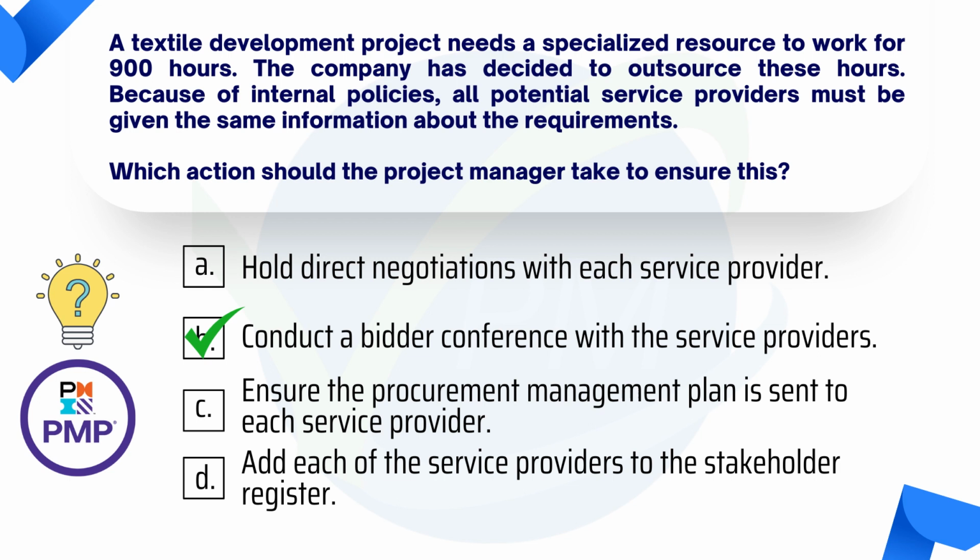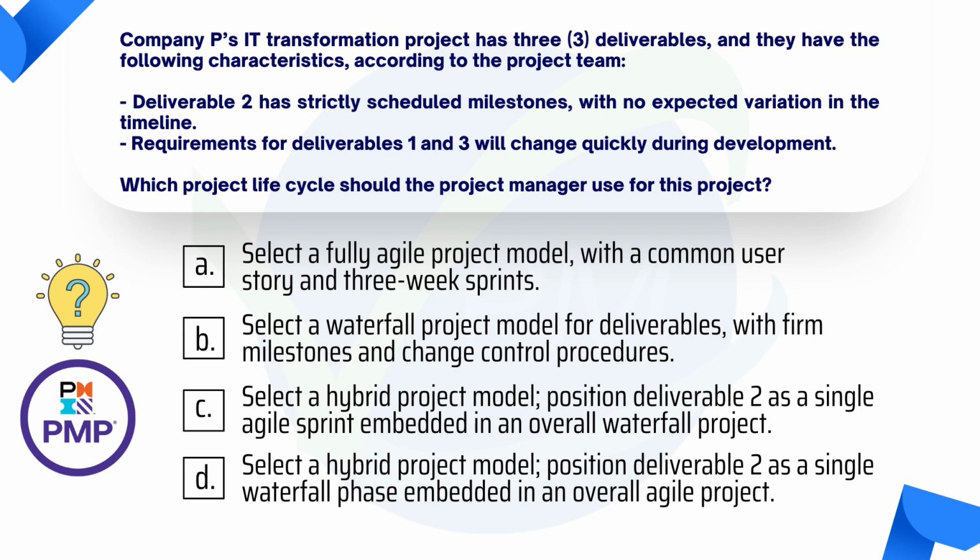Okay, so next question. Company P's IT transformation project has 3 deliverables, and they have the following characteristics according to the project team. Deliverable 2 has strictly scheduled milestones and no expected variation in the timeline. Requirements for deliverables 1 and 3 will change quickly during development. Which project lifecycle should the project manager use for this project?